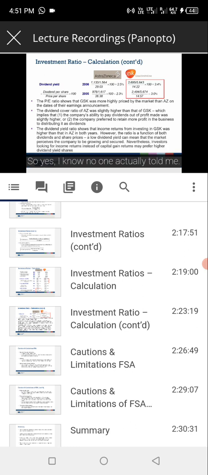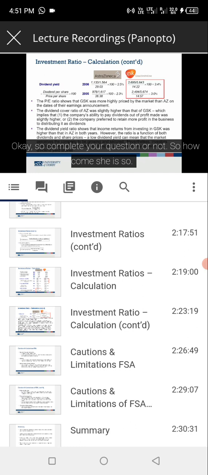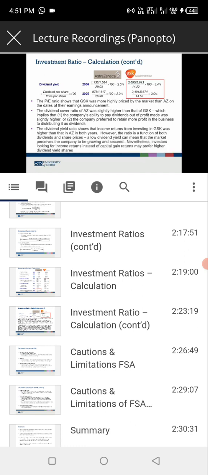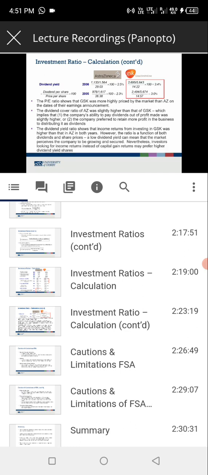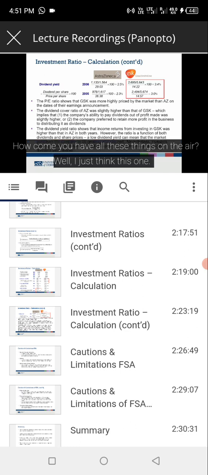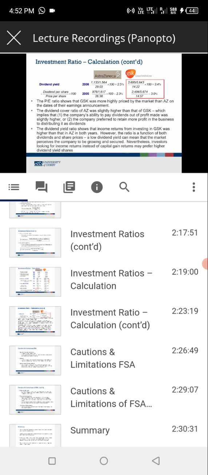So, yes, another one. Okay, so complete your question now. Some companies' financial statements lack some components. Over the years they don't declare dividends and other things. Some don't have minority interest when it comes to their preferences and other things. Some companies don't have all these things on their financial statements. So in case you want to use them in your assignment, how do you handle those ones?